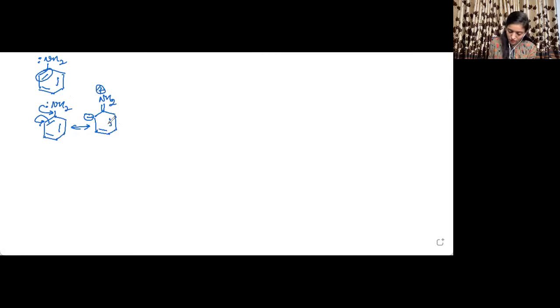Good enough? Okay. Now while writing the resonating structures, you need to go in one direction. So now we have started in this direction. So now we will keep moving in that direction only. We will not go back from here.